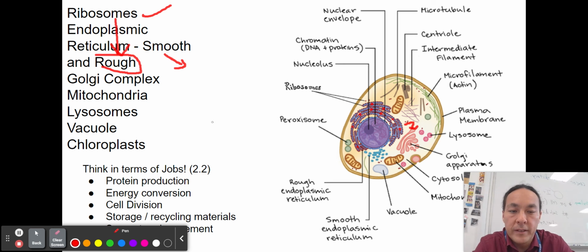The smooth ER is going to help make phospholipids, although so does the rough ER, and it helps to detoxify poisons. So cells that deal with poisons will have much larger smooth ERs, and alcoholics have much larger smooth endoplasmic reticulums. Okay, and here is pictured the smooth ER.